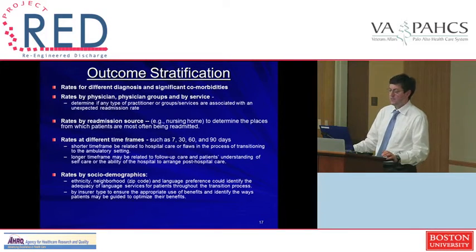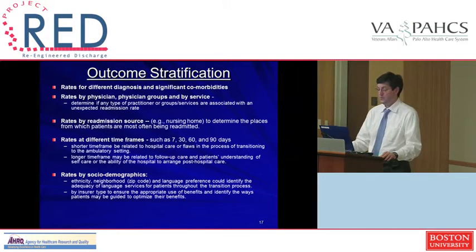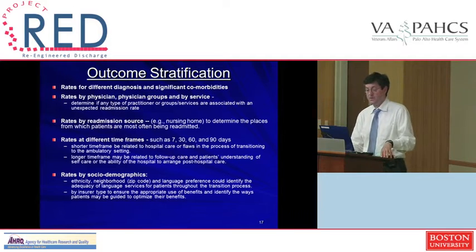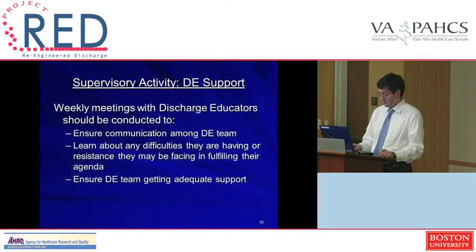And then finally, rates by sociodemographics. So you might want to stratify by ethnicity, maybe by neighborhood, by language preference, or by insurer type, to ensure appropriate use of benefits and identify the ways patients may be guided to optimize their benefits.